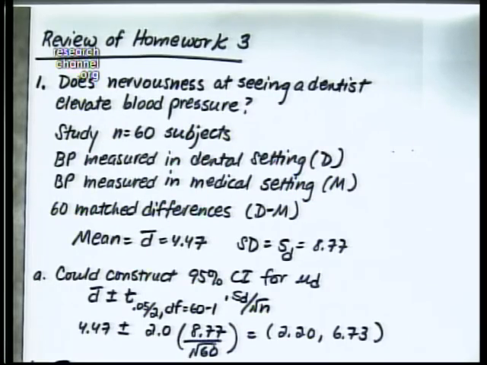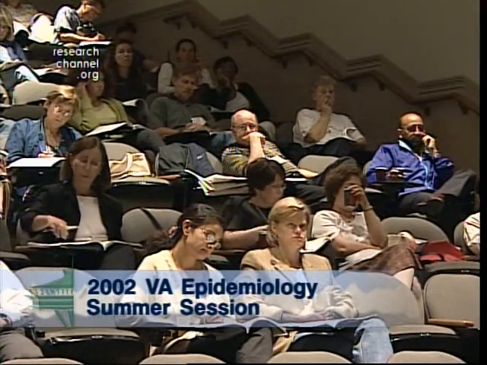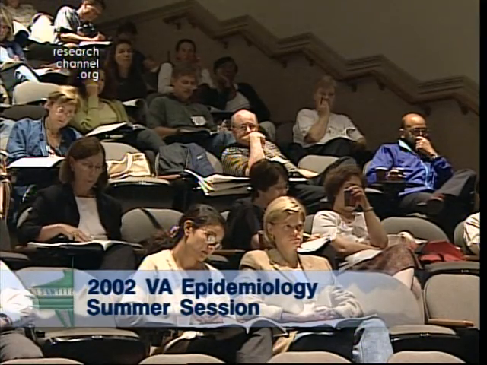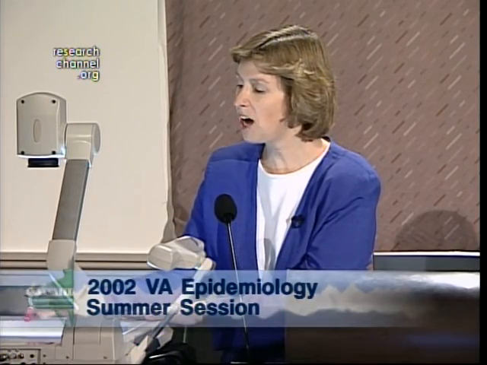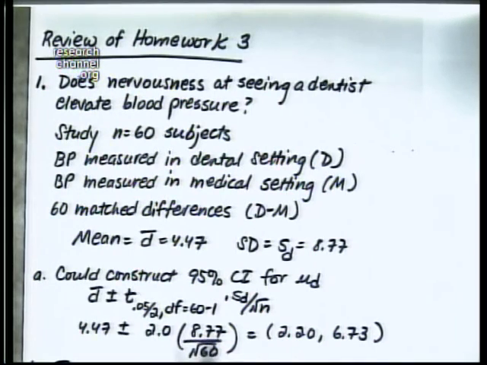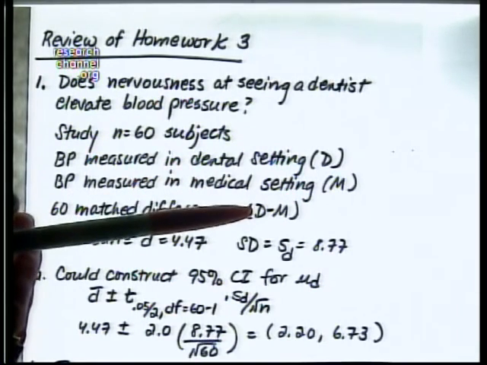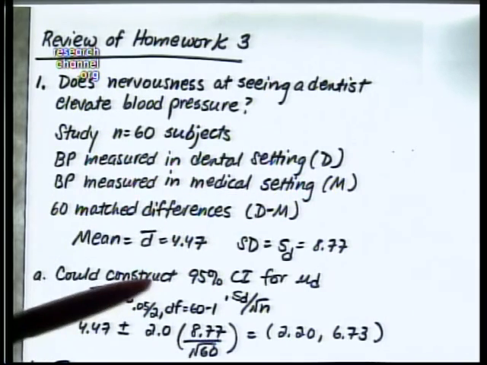How do we interpret that? How about somebody offer to interpret it? The answer was that we could interpret this confidence interval that falls above 0 in a positive direction from 2 to 6.7 to indicate that there appeared to be a higher blood pressure expressed in the dental situation than in the medical situation.